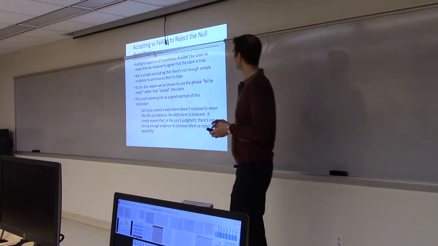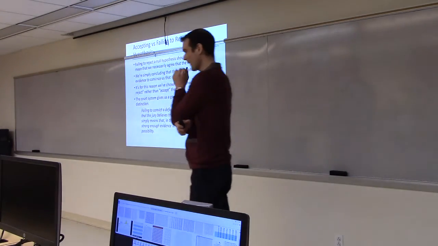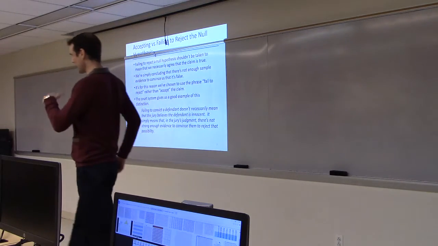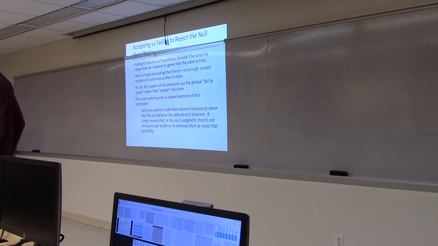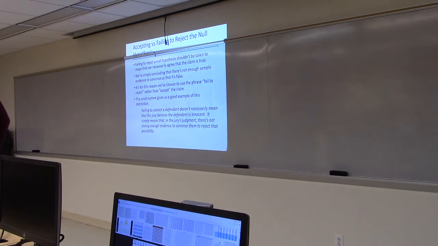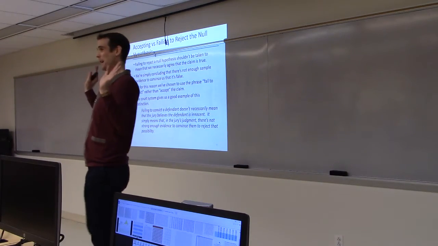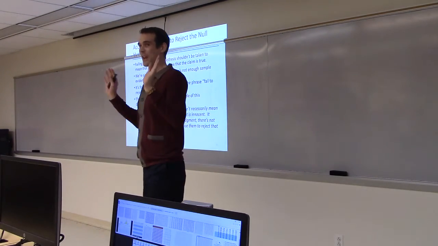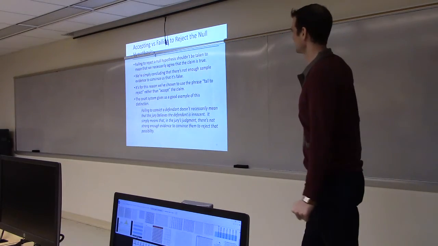All right, so we talked about this idea of failing to reject versus accepting. Statisticians like to say they fail to reject. They don't like to accept. The bottom line on the reason why is that it makes them less likely to be wrong. They can always say, I never accepted the null hypothesis, all I did was fail to reject the null hypothesis. Does that make sense?